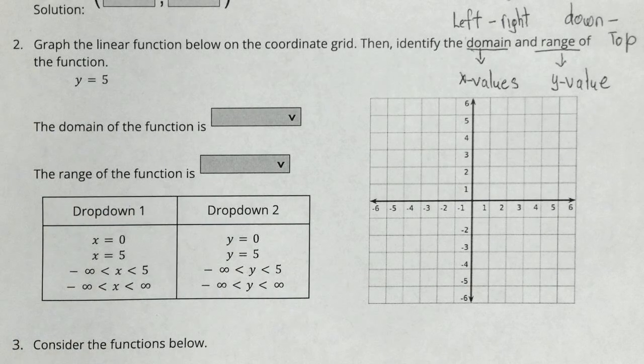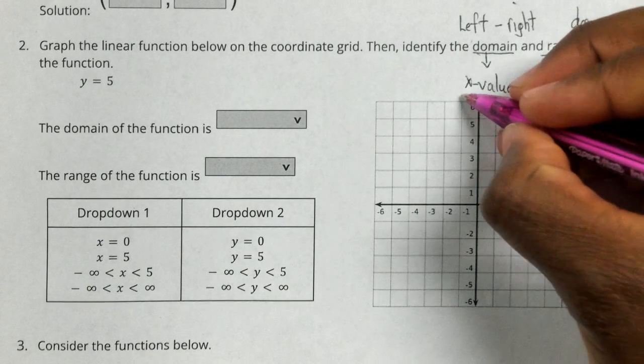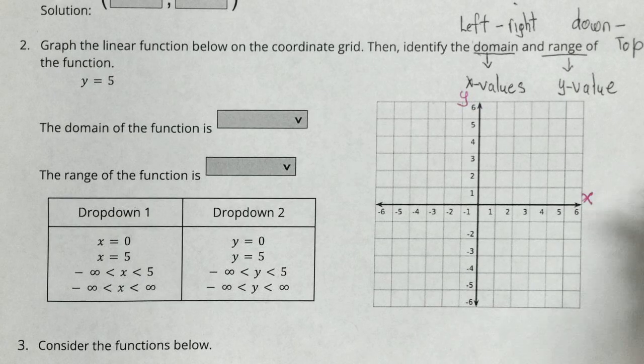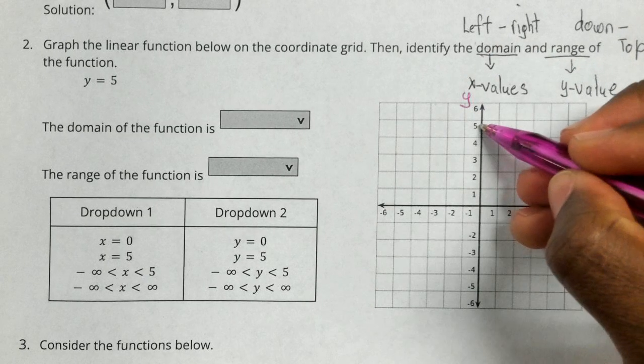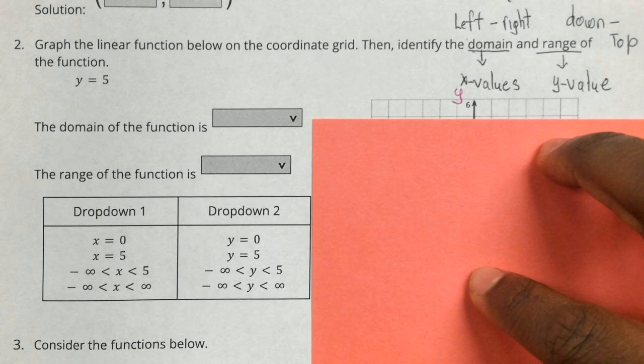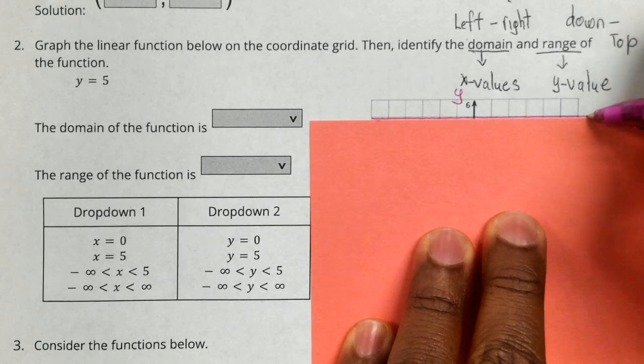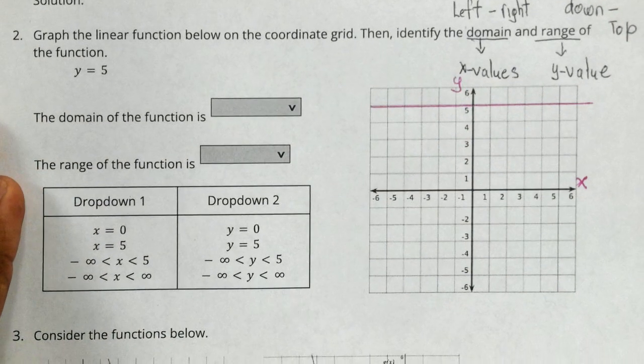So y equals 5 means that you have a line on the y-axis. This is your y-axis. This is your x-axis. y equals 5 will be right here. So you would have a horizontal line. Horizontal is from left to right at y equals 5.